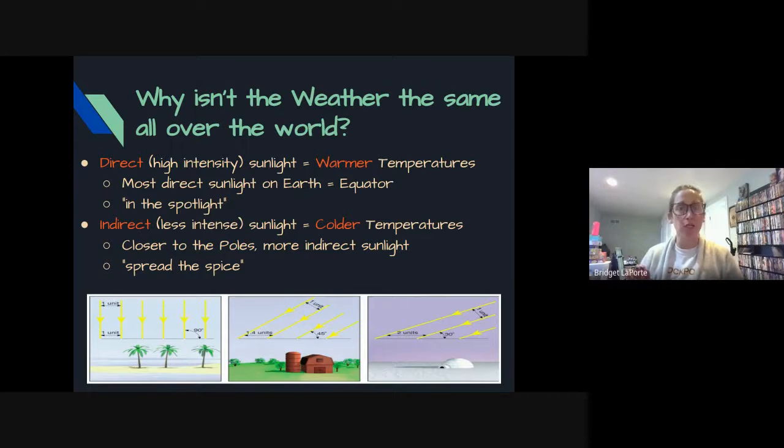And the closer we get to those poles, the more indirect or the more angled that sunlight will be. Usually we talk about examples that have to do with like putting peanut butter on a sandwich or maybe sprinkling spices on some chicken or steak that you're making.